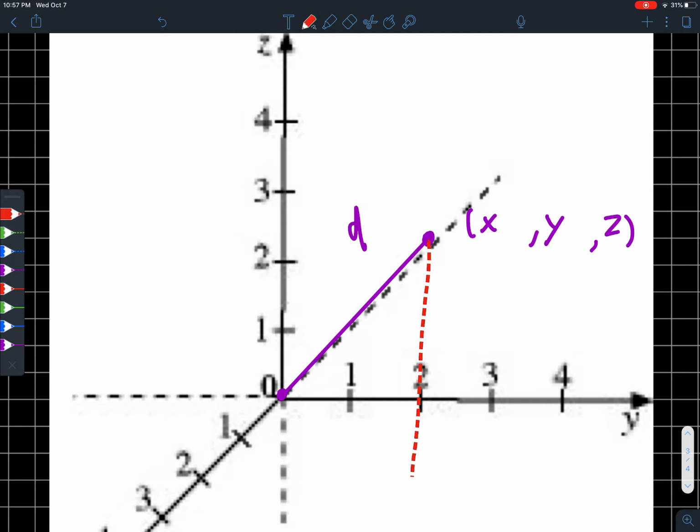Now, what do I mean split up into a triangle? So we know that this line segment, no matter what line segment it is, is the hypotenuse of some right triangle that we can draw. And we're going to go ahead and draw that triangle. Boom. Right triangle.